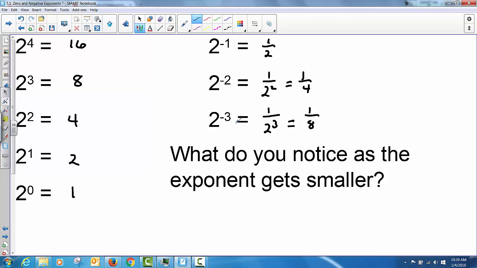What do you notice as the exponents get smaller? As the exponents get smaller, the numbers get smaller, okay? So that means that 2 to the negative 4th is going to be smaller than 1/8, and so on. But what you do on each one of these is that you take... I'll tell you what, let's look at it on the next page.